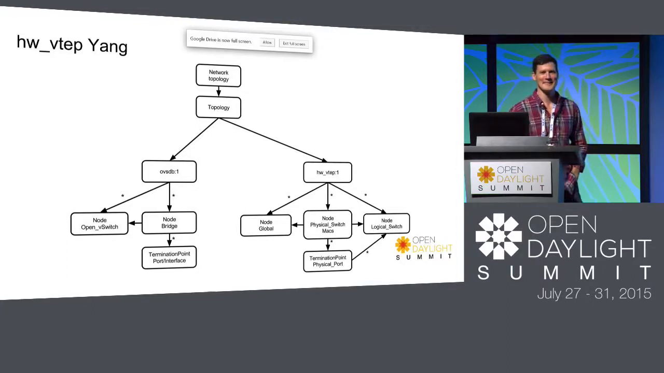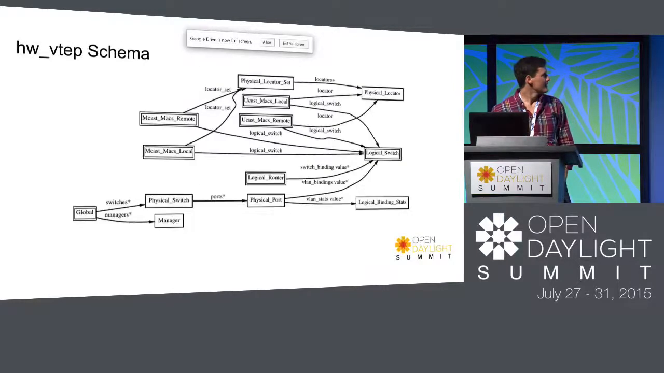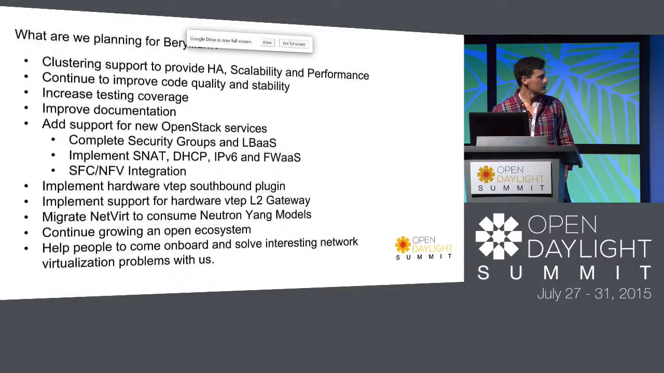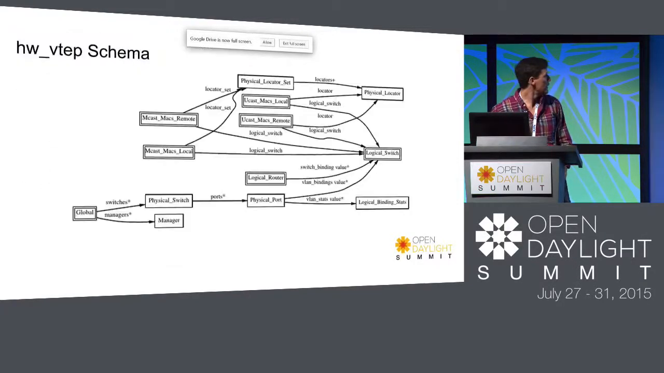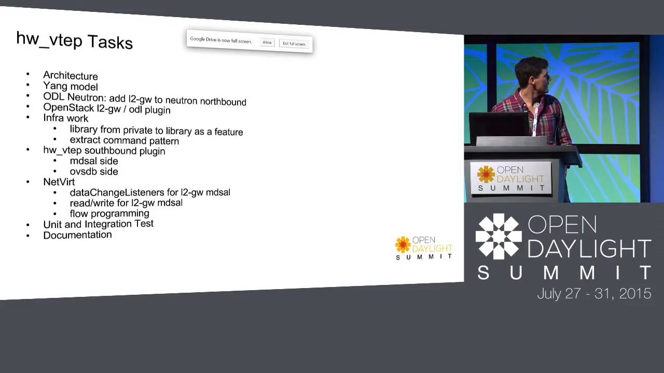Yeah, it's a work item. That's where you want to go. And that's that infra work item. There's another piece too. Right now the library is stuck up underneath the OVSDB southbound plugin. It's loaded as a private library. But that's really easy to pull out. You just create a feature for the library.